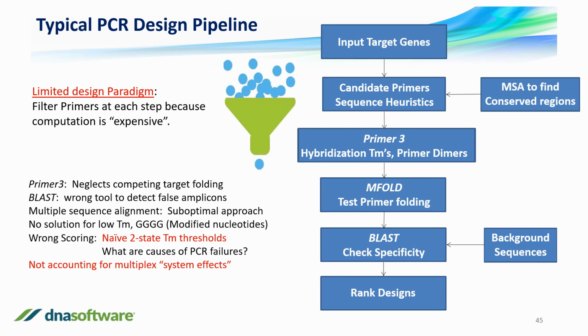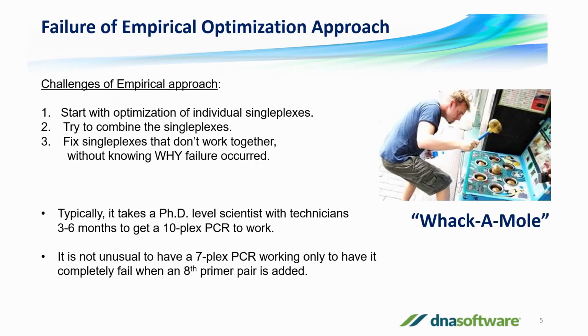And lastly, this design pipeline is really designed around a single target at a time. And multiplex PCR is quite different than that. You have many targets in the same reaction, and you need to account for the system effects. All right, so because the current approaches for designing PCR don't work that well, researchers are left with the empirical optimization approach. Typically the idea is to start by optimizing individual singleplexes and getting those to work. And certainly if a PCR doesn't work in a singleplex, it's not going to work or get better when you make it into a multiplex.